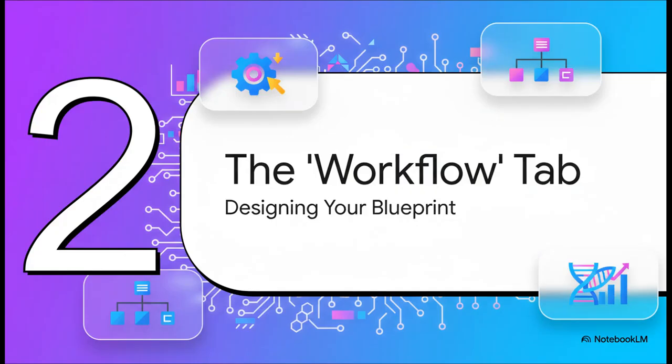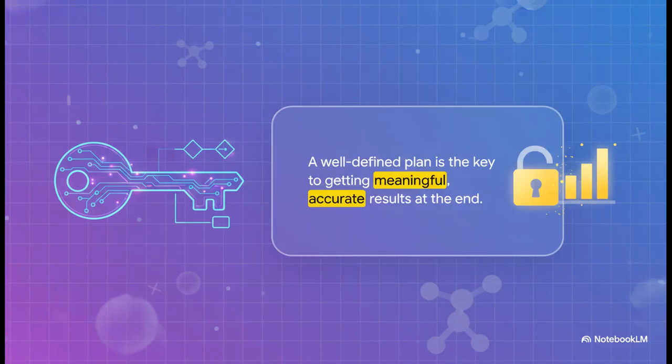All right, with our tools all configured, we're ready for the fun part. Let's head over to the Workflow tab. This is where we get to design the actual blueprint for our analysis. And this is just so important. Think of the Workflow tab as the place where you tell FragPipe the whole story of your experiment. Having a really clear plan here is the secret to getting results that are not just accurate, but also meaningful.